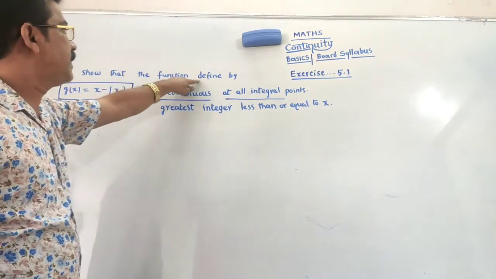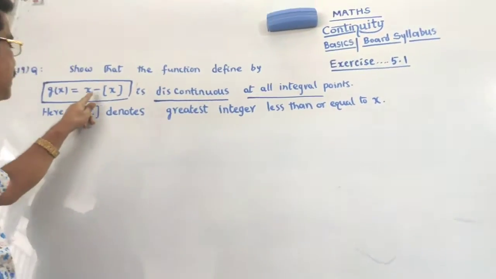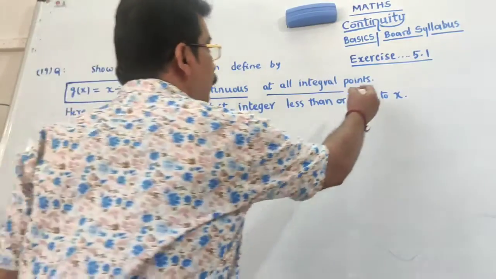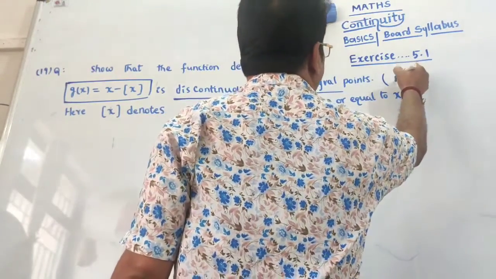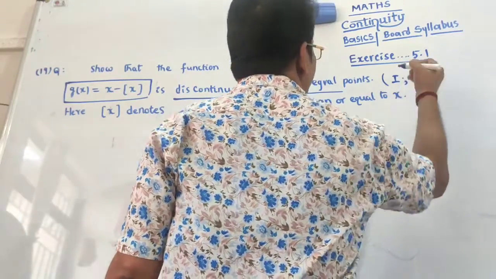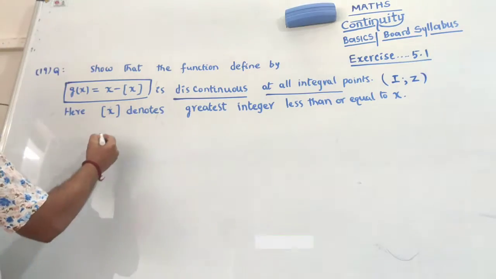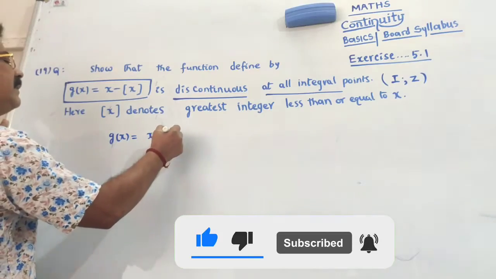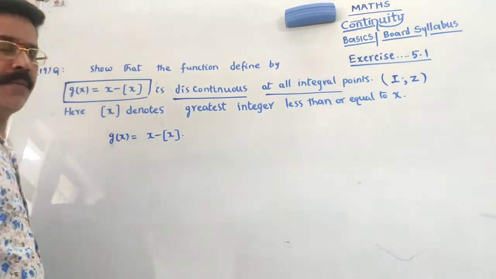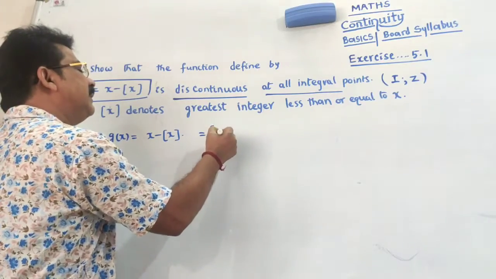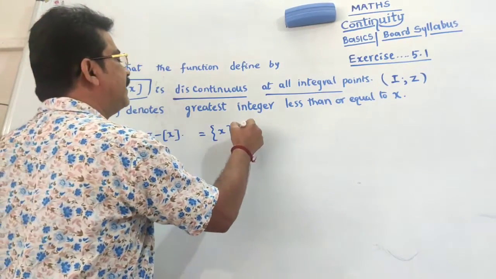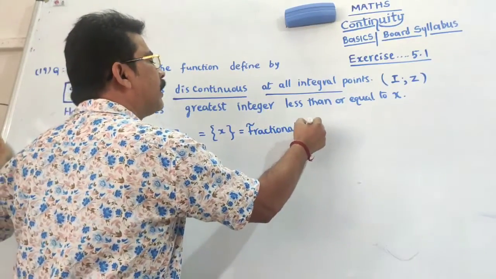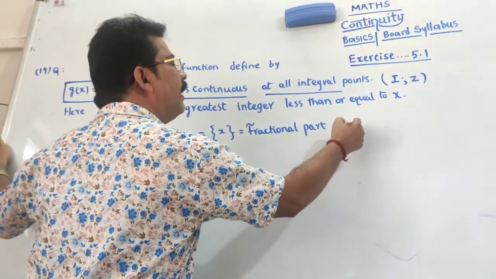Show that the function defined by g of x equal to x minus box of x is discontinuous at all integral points. Integral points means that I or Z, it is denoted by I or Z. Here the given function g of x equal to x minus box of x. Remember, it is nothing but the fractional part of x.